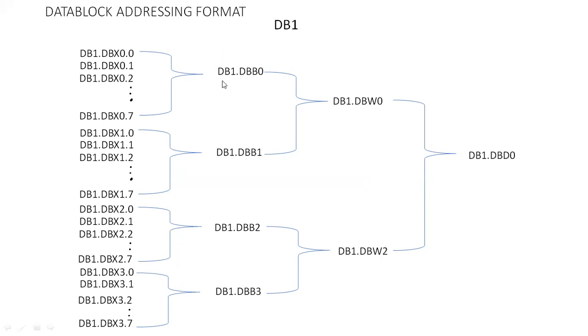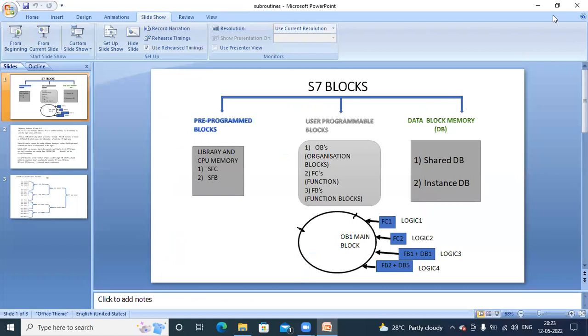It is similar to bit memory, but here we define it with a DB format: DB1, the block number, dot DB instead of M, and the remaining is the byte number and the type. We are using byte, word and double word in this format. So this is about the shared DB and the addressing formats.